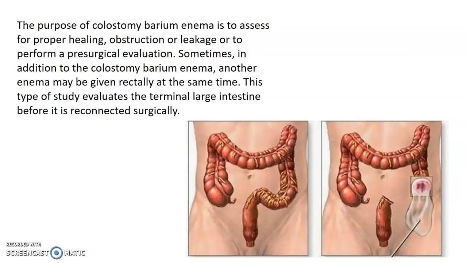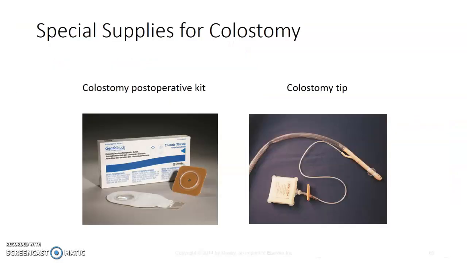Sometimes you will have to do an enema through a colostomy bag. Sometimes we're looking to see if there's proper healing, if there's an obstruction or a leakage. Most often the exam through the colostomy is to see if they can reattach to the colon and the patient can start evacuating out of their rectum instead of into a bag. We'll go into that in more detail later on, but there are different tips for a colostomy, or your radiologist may ask for a catheter. The urinary catheters have balloons on them, so they may use that as well. You want to make sure that your patient has an extra bag to place on at the end of your exam.